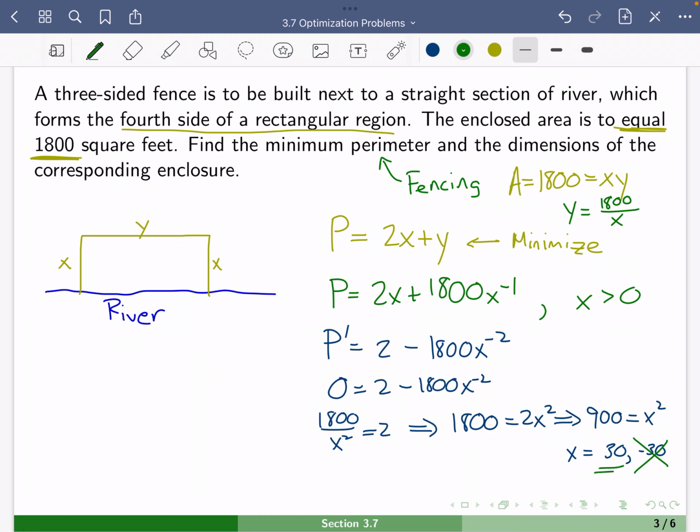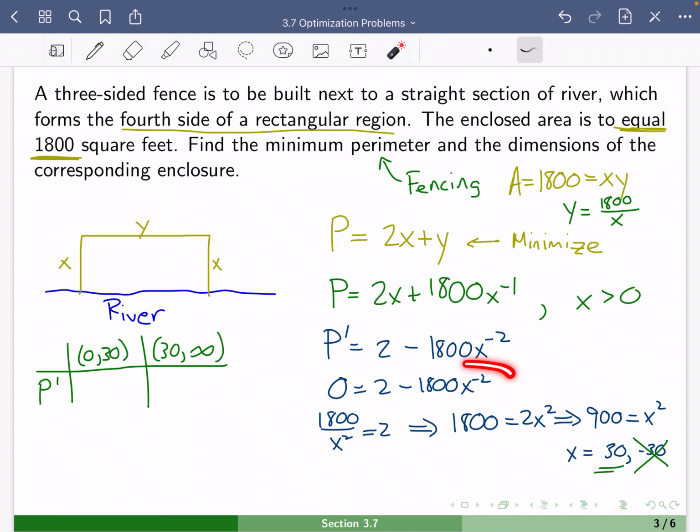And so this is what we have as our critical value. Does that mean that for sure is our solution? Well, not with certainty. So what I might do here quickly is a quick sign chart. And so I'll go from 0 to 30, and from 30 on up to infinity. Just choose some value between 0 and 30 to plug into your first derivative. So let's just say 1.